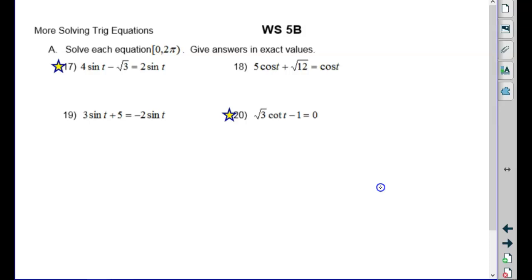Now I'm on 5b. Equation solving. Oh, look at the directions though. What does this say? Only between 0 and 2 pi, right? Okay, number 17, ideas? I don't think we want to divide by 4. Number 17, guys. That sounds like a plan.